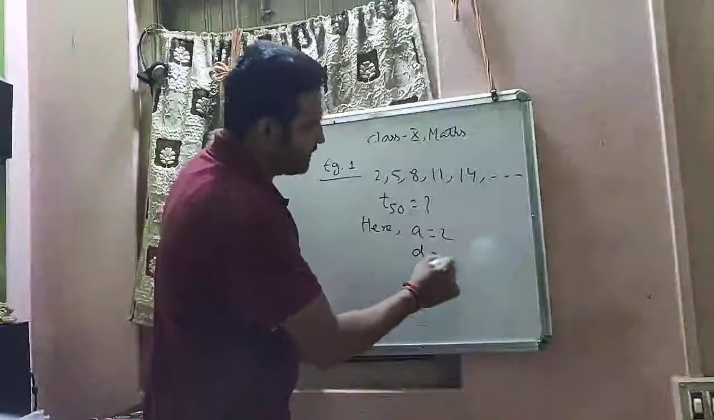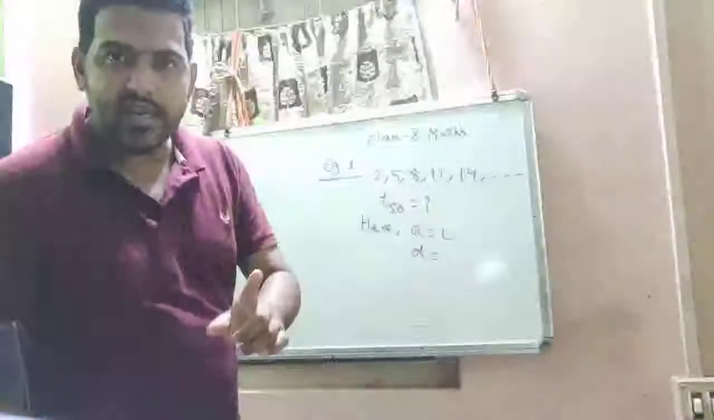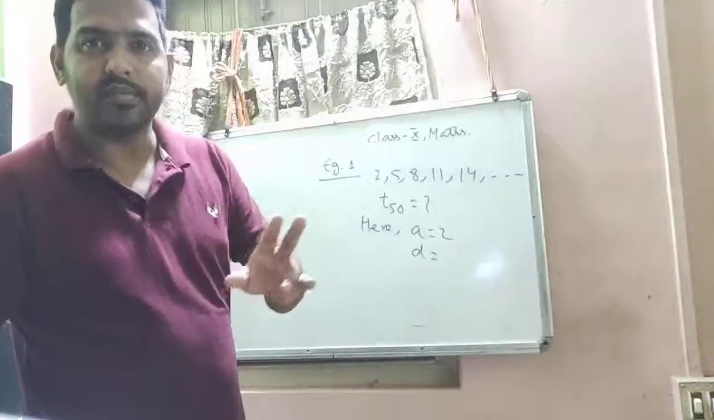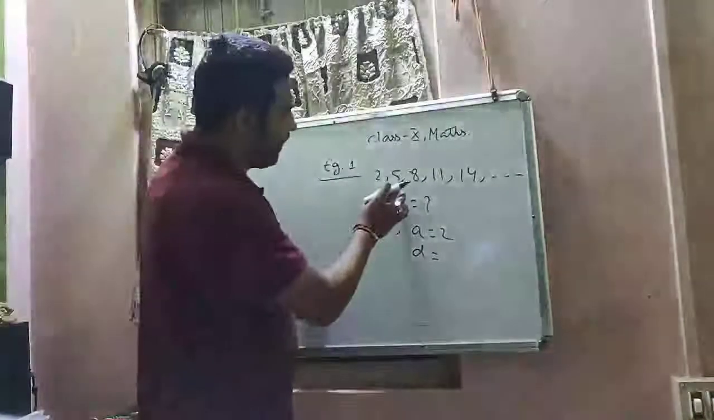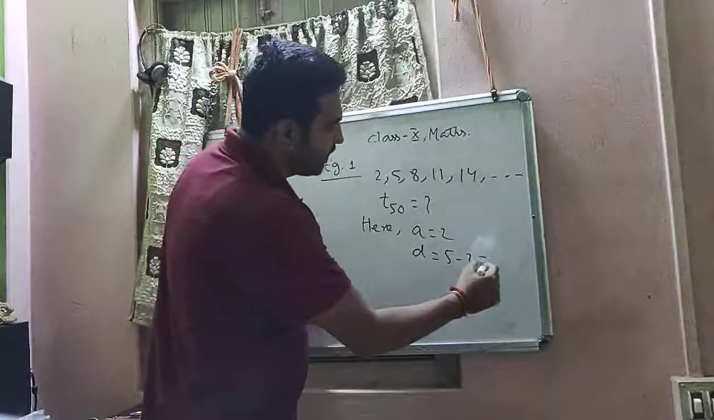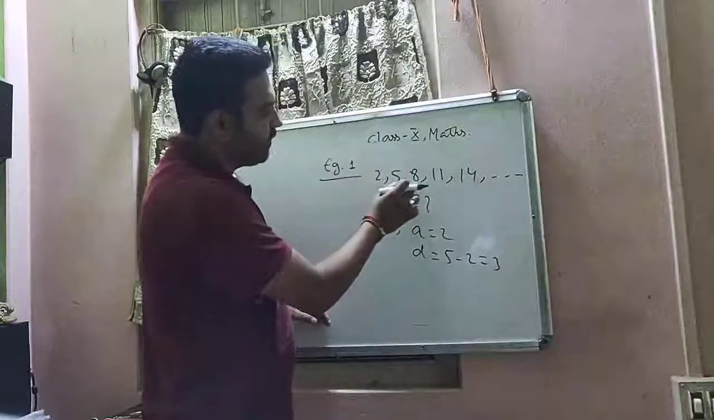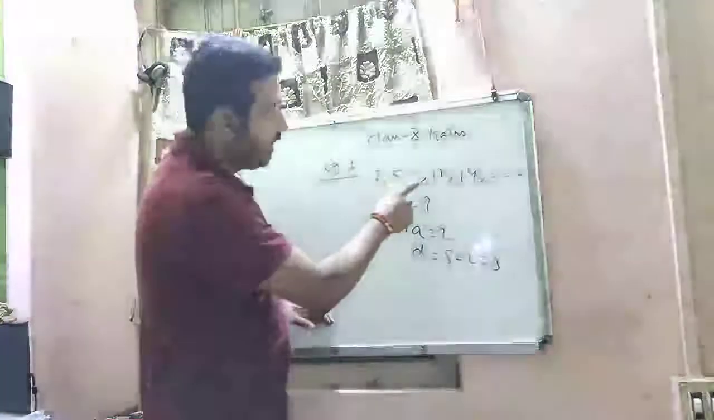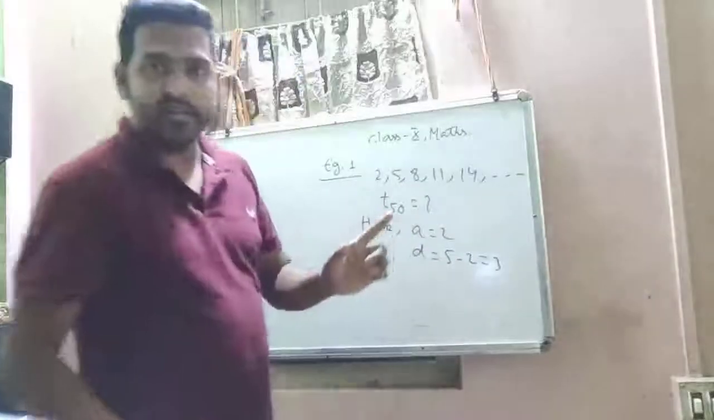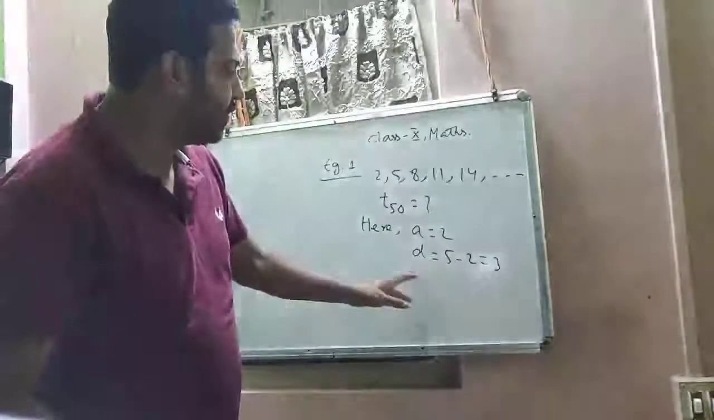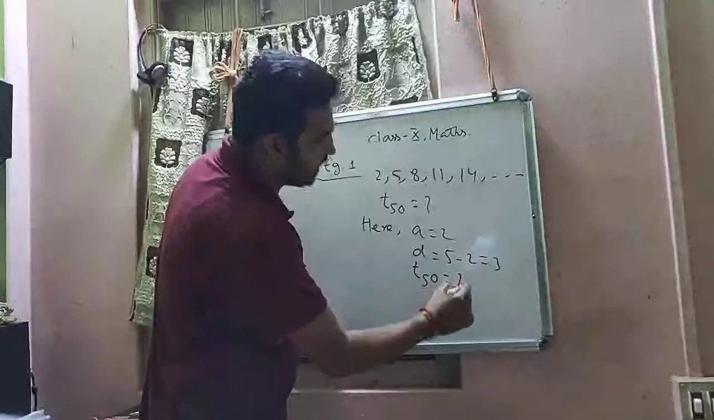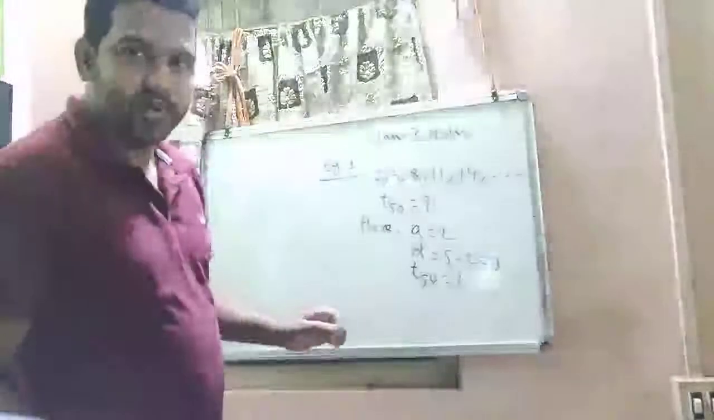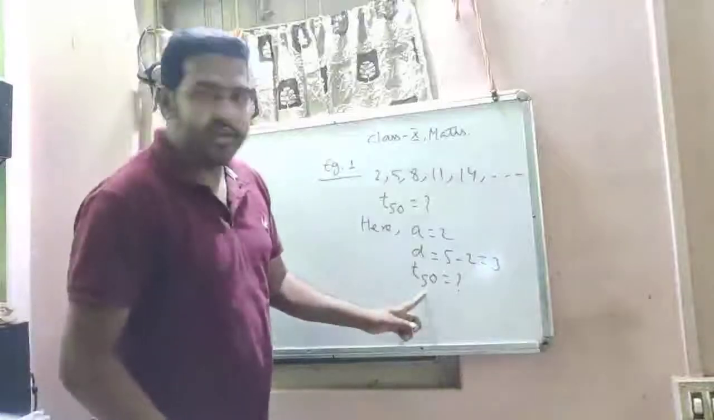The common difference, you can subtract any two consecutive numbers, the first one from the second one. So let me subtract 5 minus 2, that is 3. Or you can subtract 5 from 8, or you can subtract 8 from 11. In all cases, the common difference should be same. So D is equal to 3. We have to find the 50th term. Understood? This time n is equal to 50.